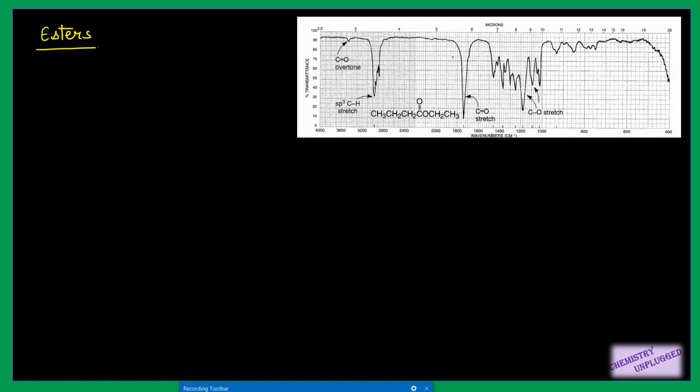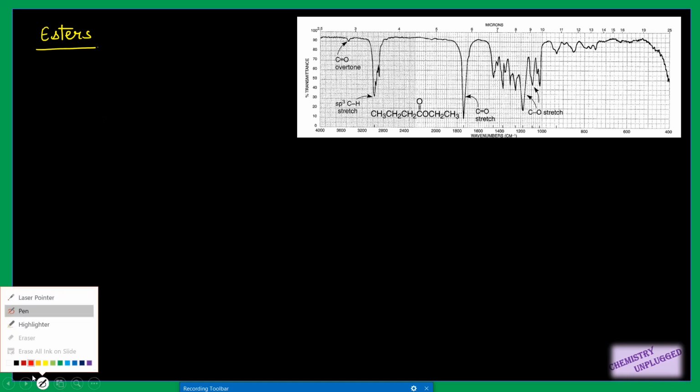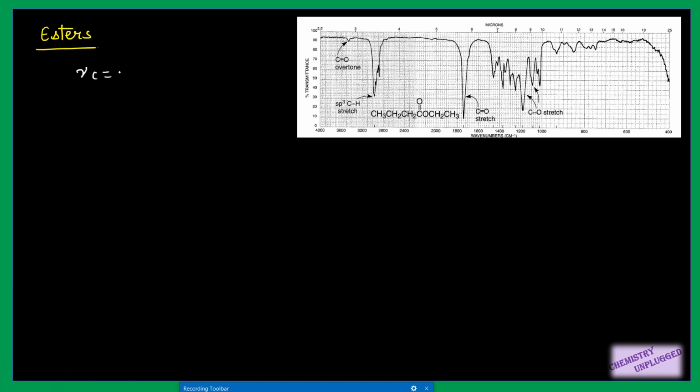Then we have esters. So for esters, the basic value of CO stretching frequency, we have seen that it is close to 1735 centimeter inverse, right? And in addition to this we will also have one CO stretch here, close to 1300 to 1000 centimeter inverse. But the basic difference between ester and carboxylic acid is that there will be no OH stretching vibrational frequency in this spectrum, right? So these are two important peaks.